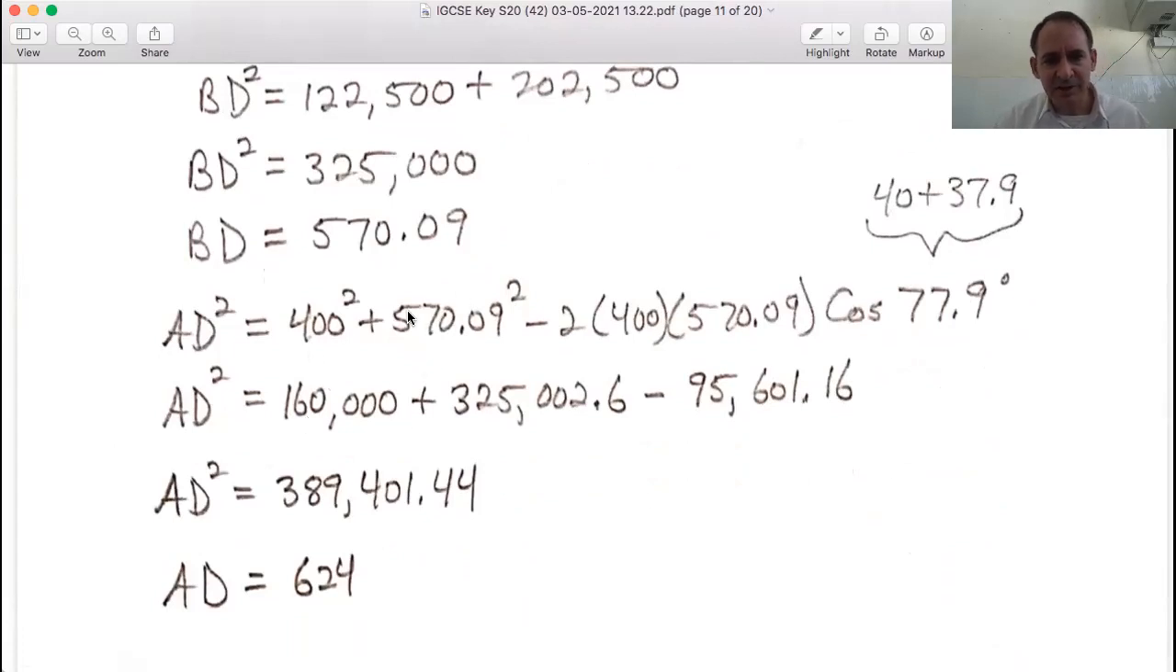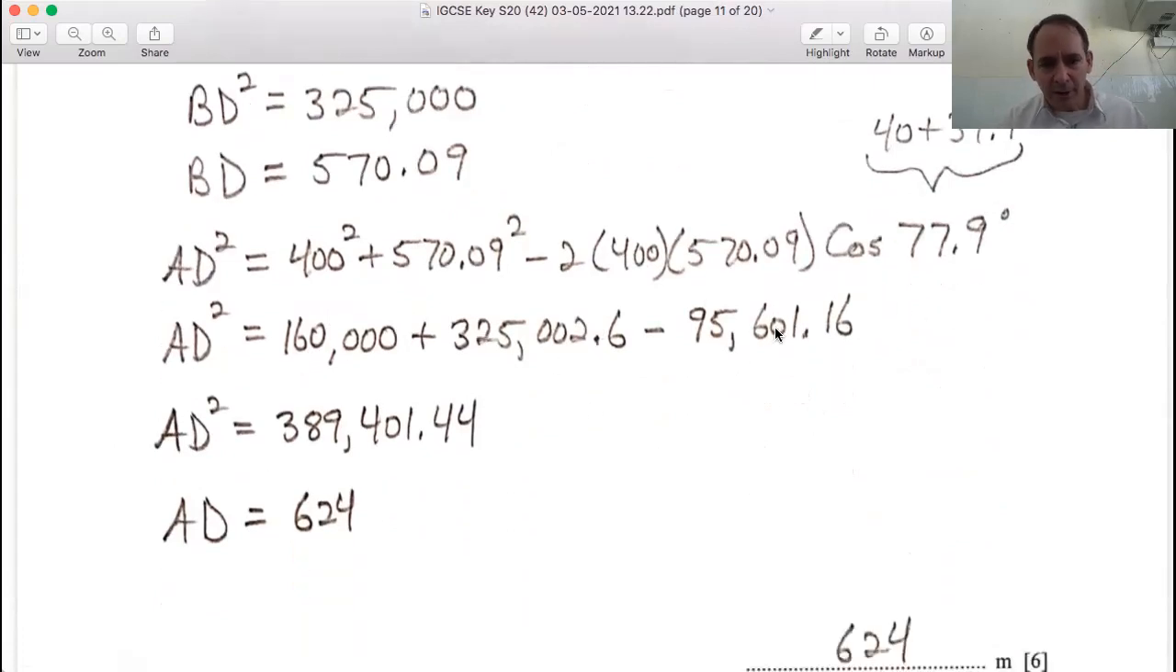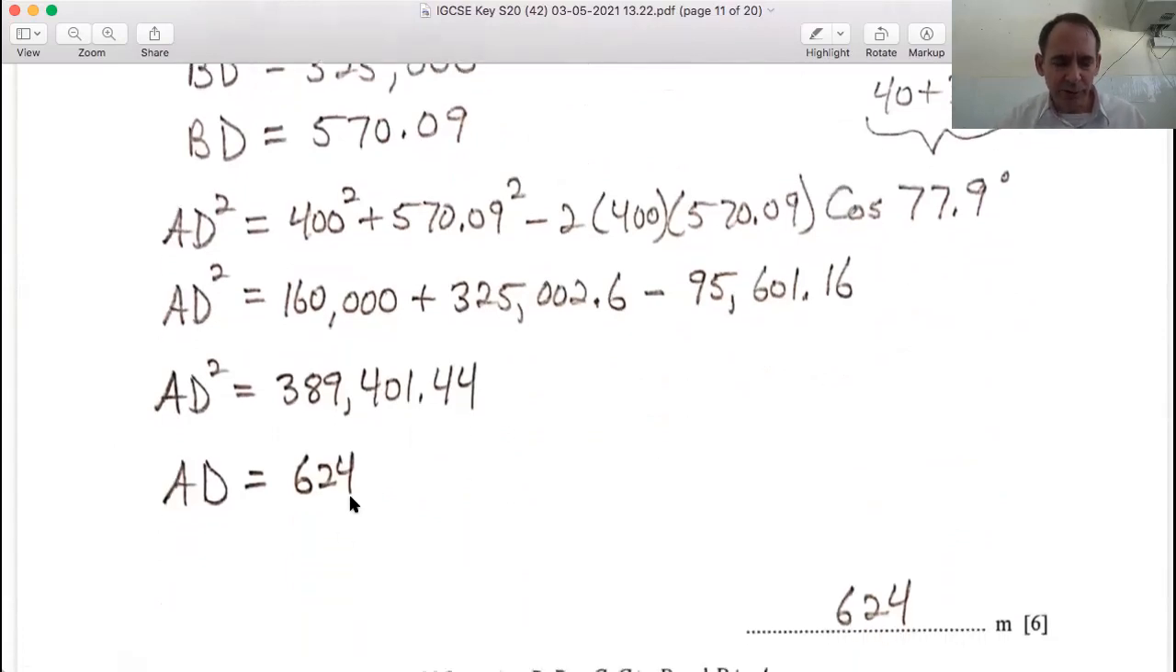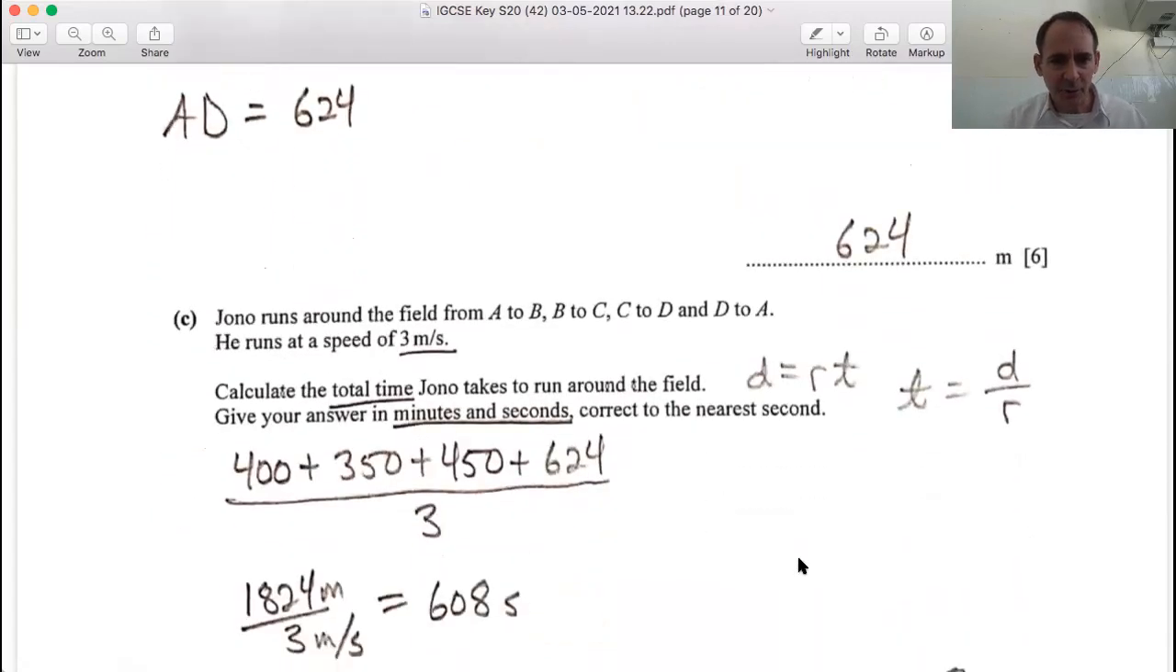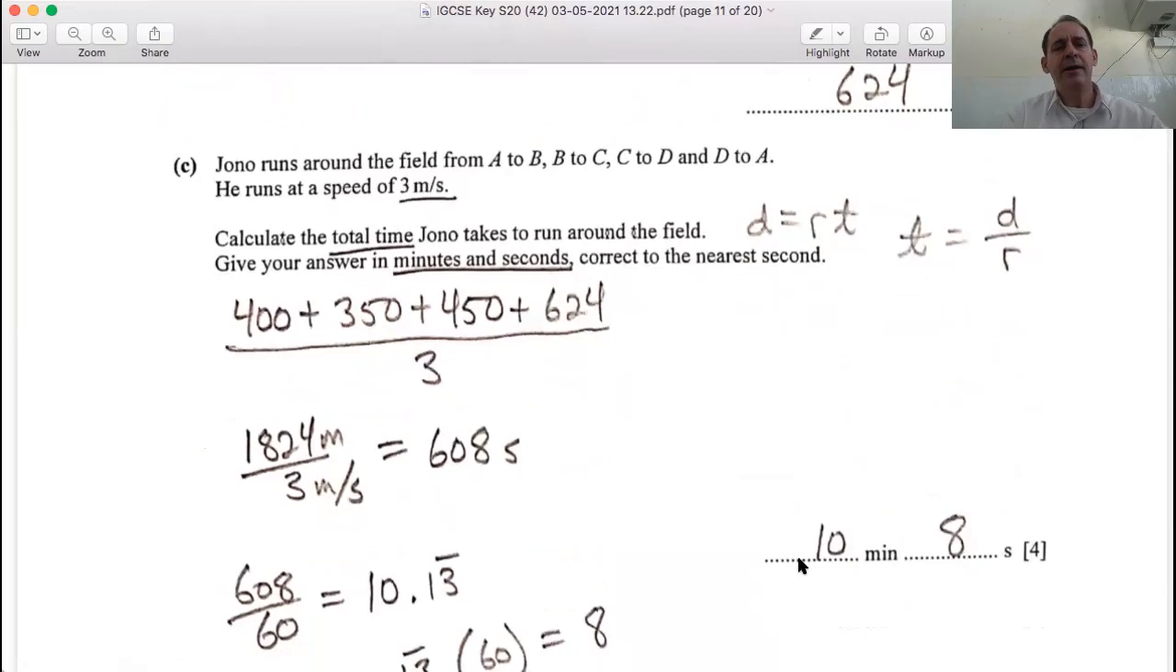So again, run these calculations through your calculator. 400 squared is this, 570.09 squared is this. All of this multiplied out here comes out to the negative 95,601. Combine all those, you get 389,401 square root, and to 3 significant figures, you get 624.